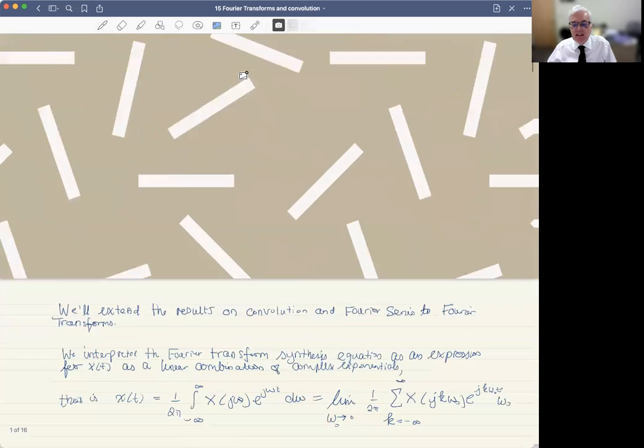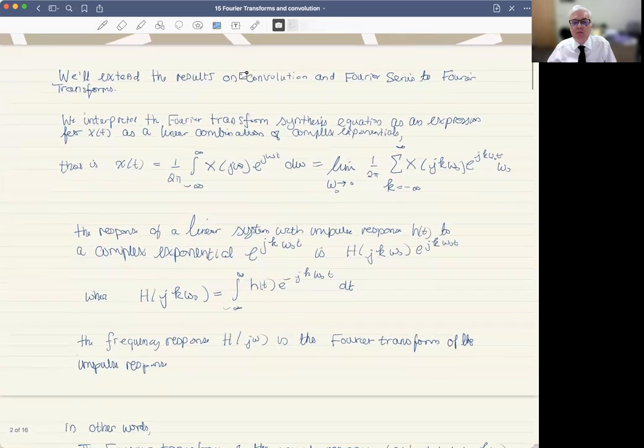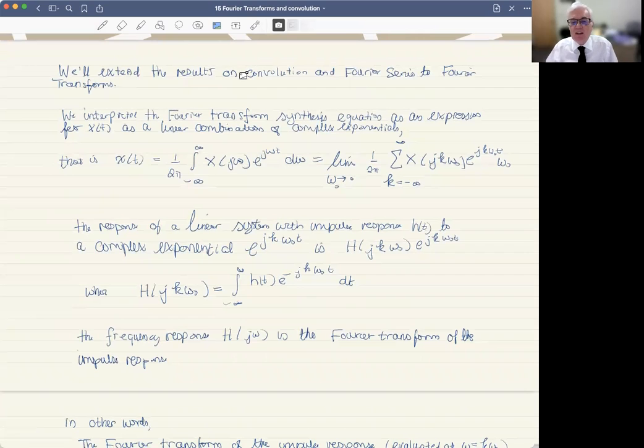So here we are, and basically all of this set of notes is about extending the results on convolution and Fourier series to convolution and Fourier transforms.